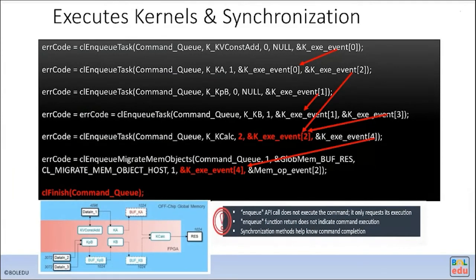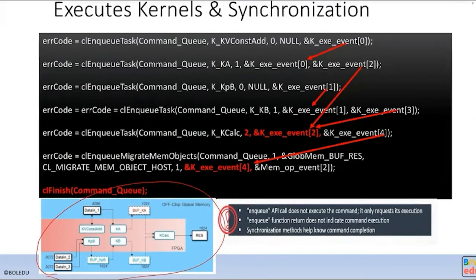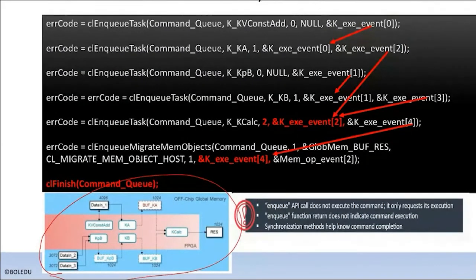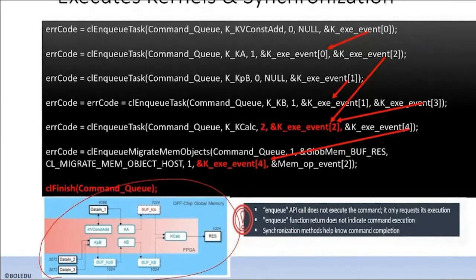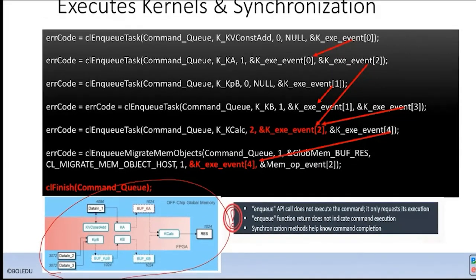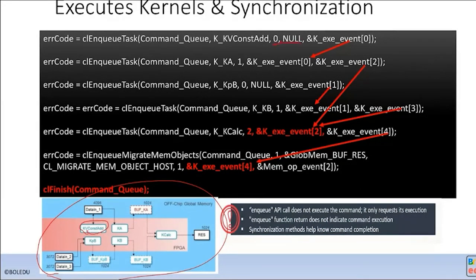Okay, let's take our real Lab 3 example. That's the execution graph we have. Here we see the constant add kernel function doesn't depend on anything. We generate event 0. For KA to complete, you have to make sure this event is ready, which is the constant add kernel function complete. And you generate event 2.